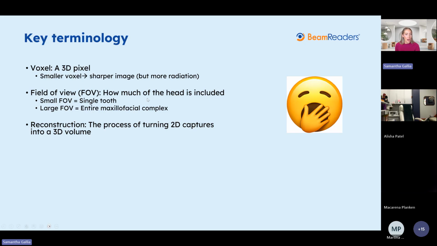Field of view is how much of the head is included in your scan. With CBCT images, we can either take a really small field of view, like a single tooth, all the way up to a really large field of view, like the entire maxillofacial complex. Every machine is a little bit different with the fields of view that they have the capability to take. So it's really important to know your machine and know what it's capable of. And then reconstruction means the process of turning 2D captures into that 3D volume that we actually see.